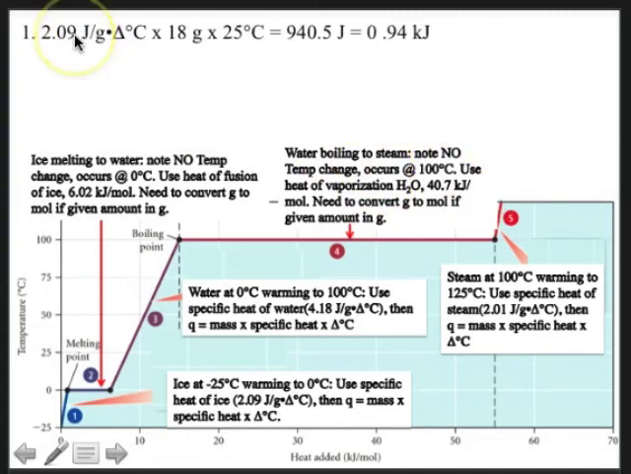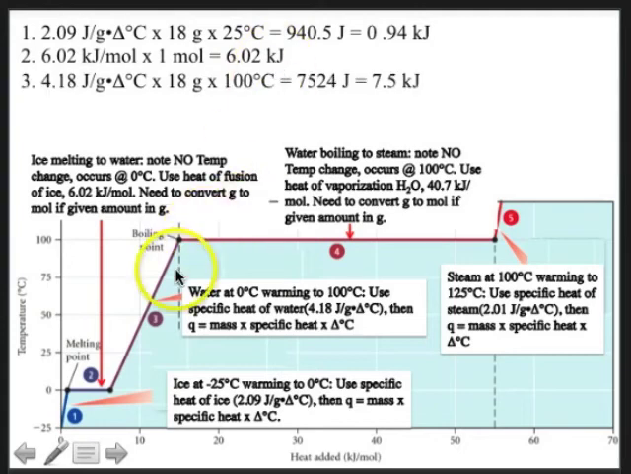The first one, we use the specific heat of ice, 2.09 joules per gram delta degrees C, times the 18 grams of mass of the ice, times a temperature change of 25 degrees C. So that's 0.94 kilojoules. The second step is to melt the ice using the heat of fusion of ice, 6.02 kilojoules per mole. We have 1 mole of it, so that's 6.02 kilojoules.